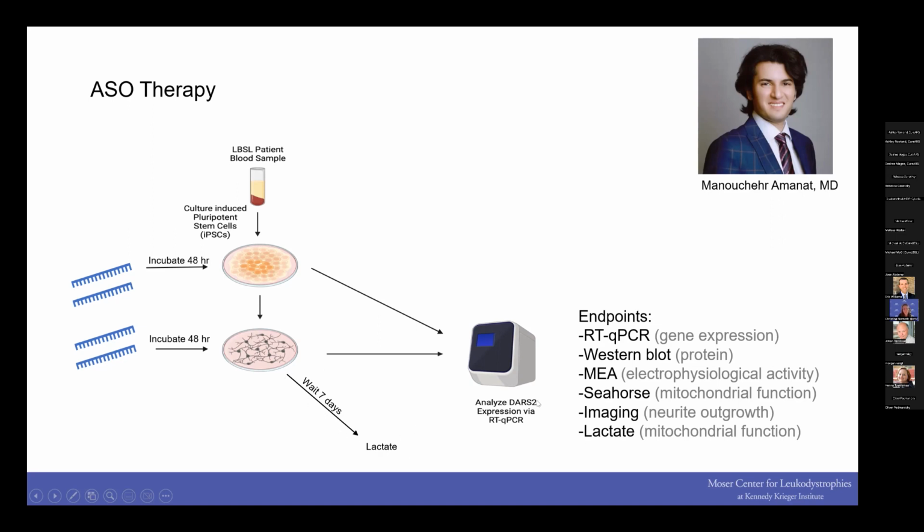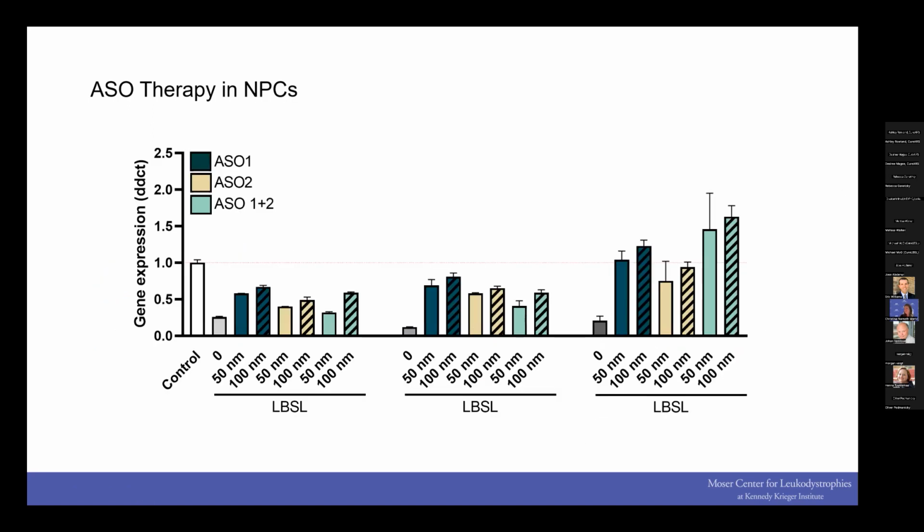And similar to the AAV9 therapy, the endpoints here are very similar. Gene expression, of course, and protein to confirm that this gene effect is having an effect. We'll look at MEA activity, we'll do seahorse, neurite outgrowth, and then confirm findings with the lactate.